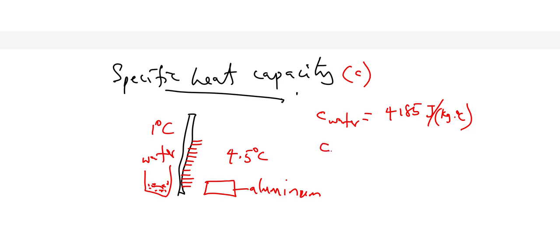If you compare it to the specific capacity of ice, it's 2090 joules per kilogram per degree Celsius. So water has higher specific capacity than ice and steam. Steam also has a lower specific heat capacity compared to water. So this concept, the rate at which an object responds to heat that is supplied to it, is a property that we call the specific heat capacity.